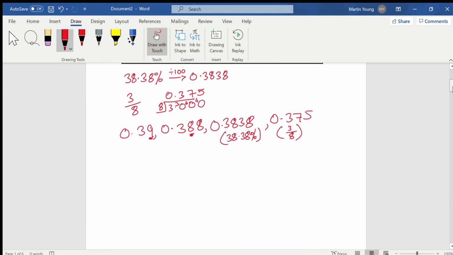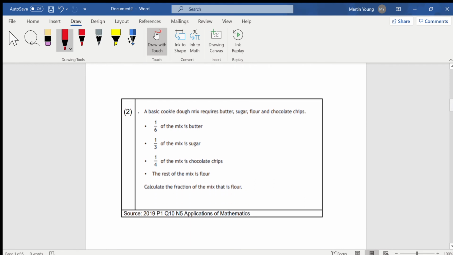Next question. A basic cookie dough mix requires butter, sugar, flour and chocolate chips. A sixth of the mix is butter, a third of it's sugar, a quarter of it's chocolate chips, and then the rest is flour. Calculate the fraction of the mix that is flour. Quite a classic fractions question here, where we are told the amount for some things and then there's a missing amount we've got to work out.